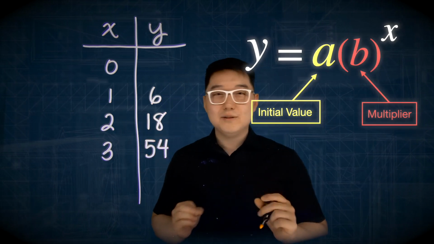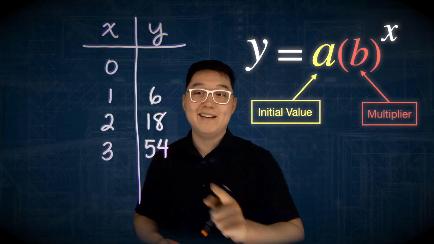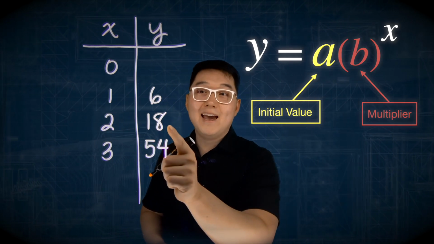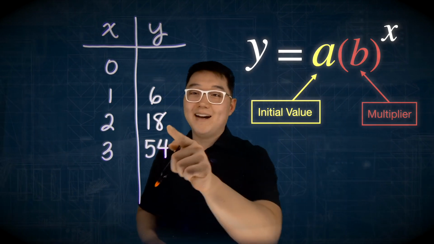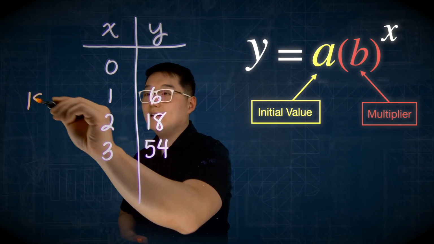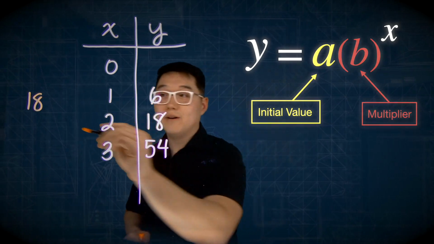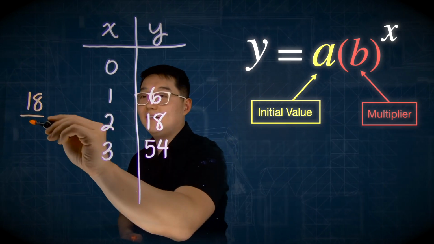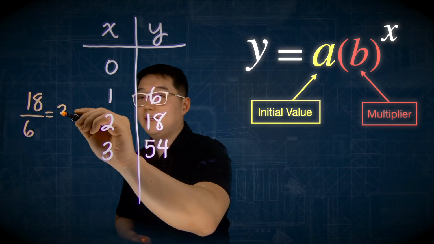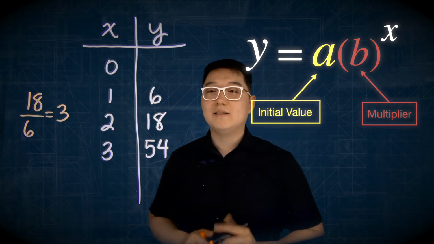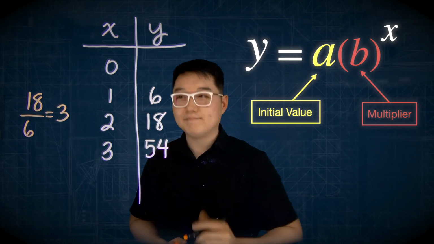Now, if it's difficult to figure out the multiplier in your head, what you can do instead is take one number and divide backwards. So if I take 18, I can divide that by the number right before it, which is 6. And 18 divided by 6 is 3. That means you're multiplying by 3 each time.